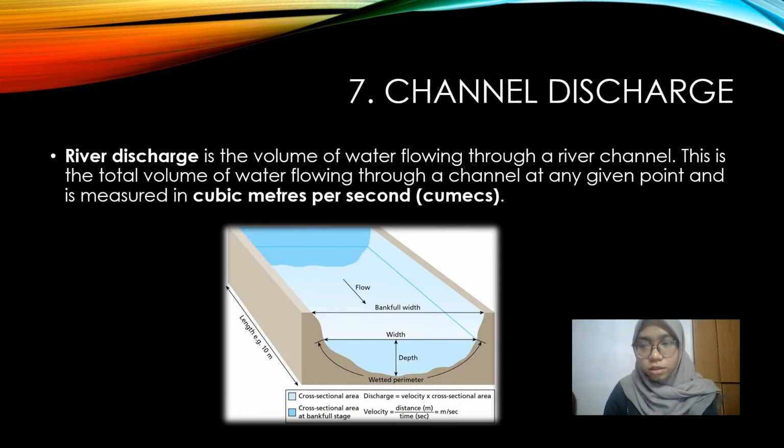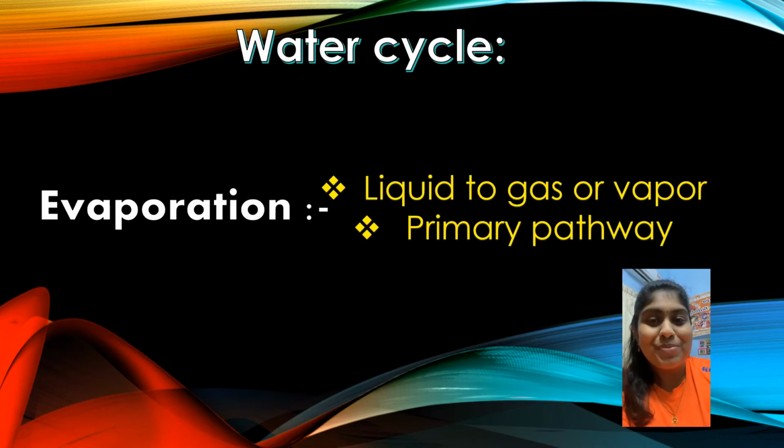Channel discharge or river discharge. River discharge is the volume of water flowing through a river channel. This is the total volume of water flowing through a channel at any given point and is measured in cubic meters per second.